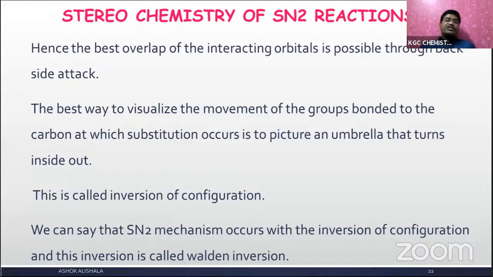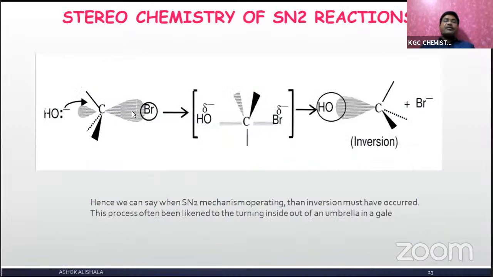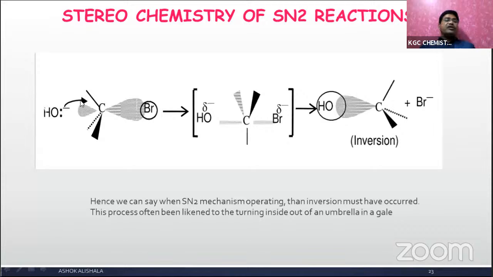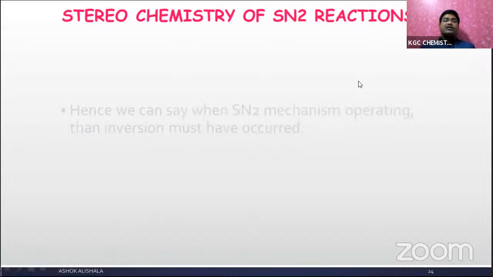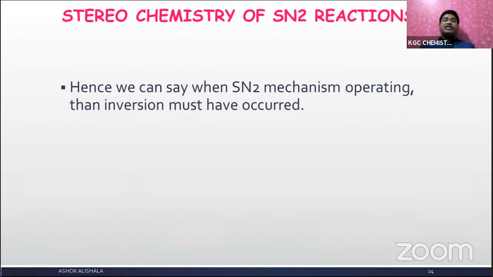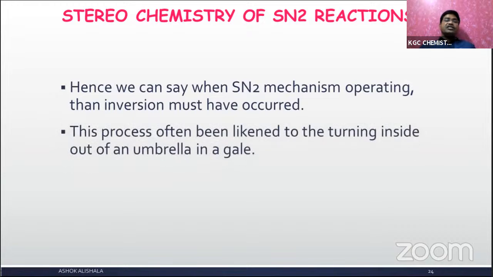That means in an SN2 reaction, a Walden inversion takes place. See, this is the unhybridized orbital. The hydroxide ion attacks from down here. This is the bromine, and this is the transition state, where both the leaving group and the entering group are present. Here this is the hydroxide, at the backside. Inversion of the configuration takes place. This inversion is called Walden inversion. The Walden inversion is present in the SN2 reaction. Hence we can say that when the SN2 mechanism is operating, inversion must occur.